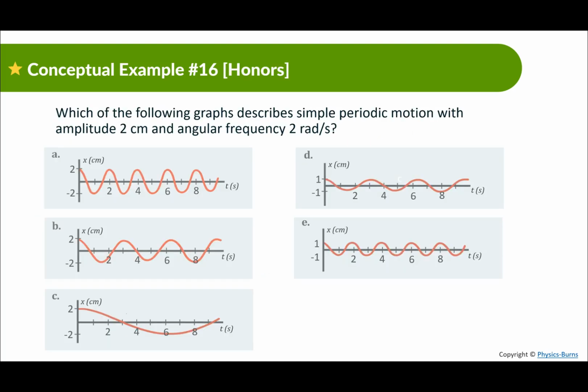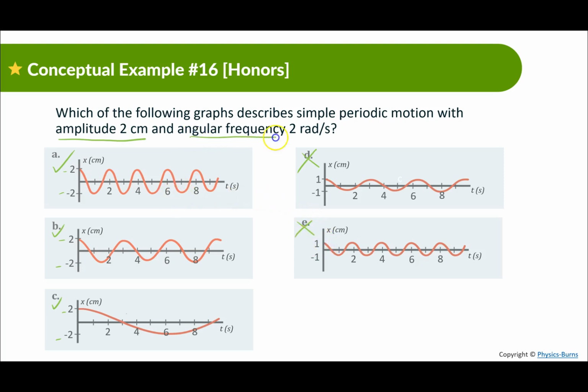Alright, moving on. Which of the following graphs describes simple periodic motion with amplitude 2 centimeters and angular frequency 2 radians per second? Okay, so first, let's look at the amplitude of 2 centimeters. A checks that, it's 2 centimeters. B checks that. C checks that. D does not check that, so it can't be D. And E does not check that either, it's 1, so it can't be E.